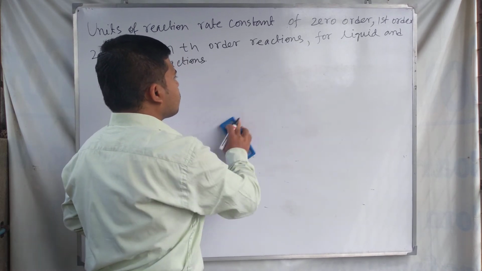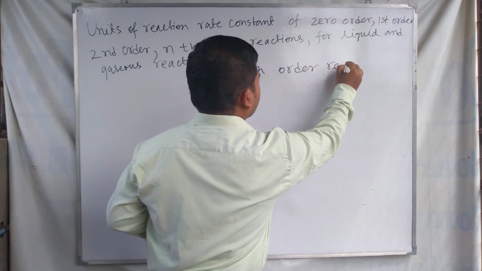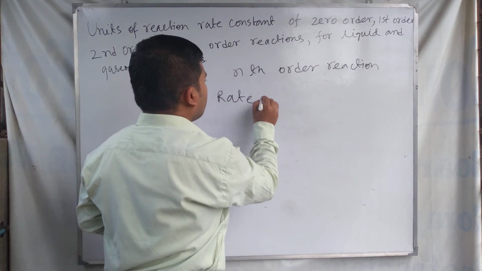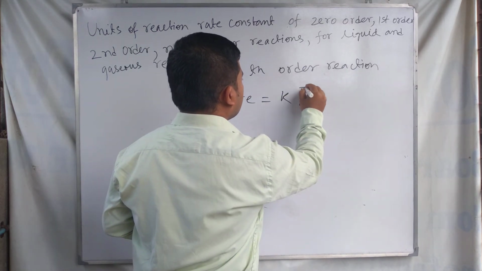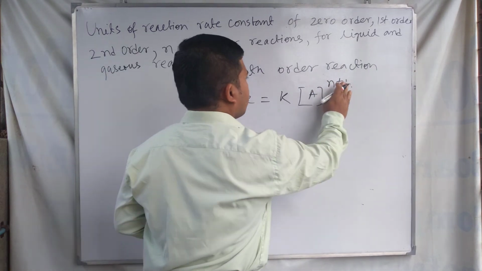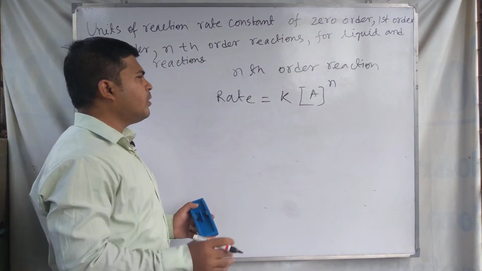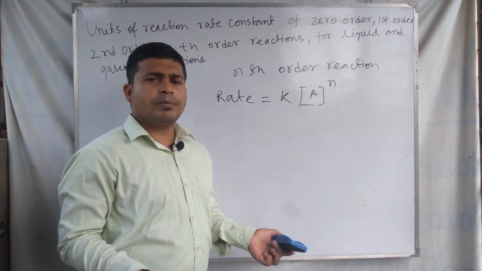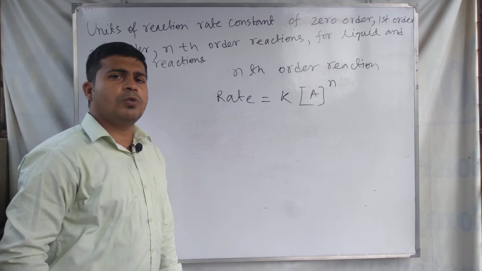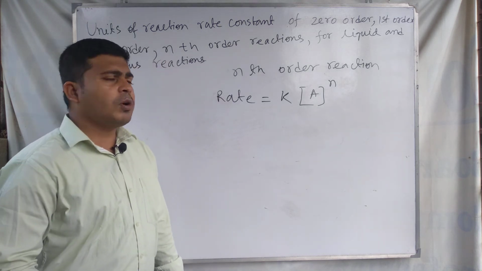For nth order reaction, what happens? The rate equation should be like k into concentration term to the power n. We don't know the value of n; it could be 1, 2, half, etc. So for an nth order reaction, the rate equation should be rate equal to k into the molar concentration term to the power n.